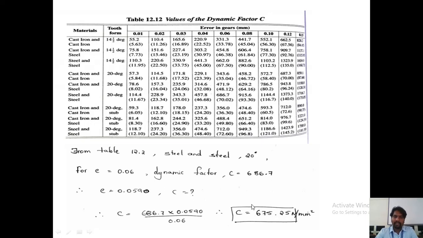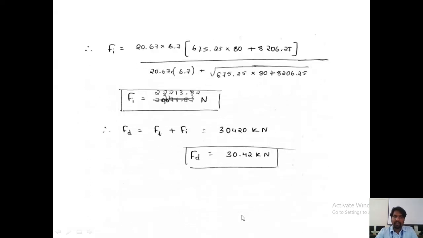Let me explain once again. We know the error for velocity, that is 0.0590, which is closer to 0.06. We have already assumed steel and steel material, 20 degree, and for that the nearest value is 0.06, where C is 686.7. So we noted that down. For E equal to 0.0590, we do the linear interpolation and get the value of C. With C, we calculate Fi in Newton, and Fd is equal to Ft plus Fi, which gives 30.42 kilonewton. We got the dynamic load.